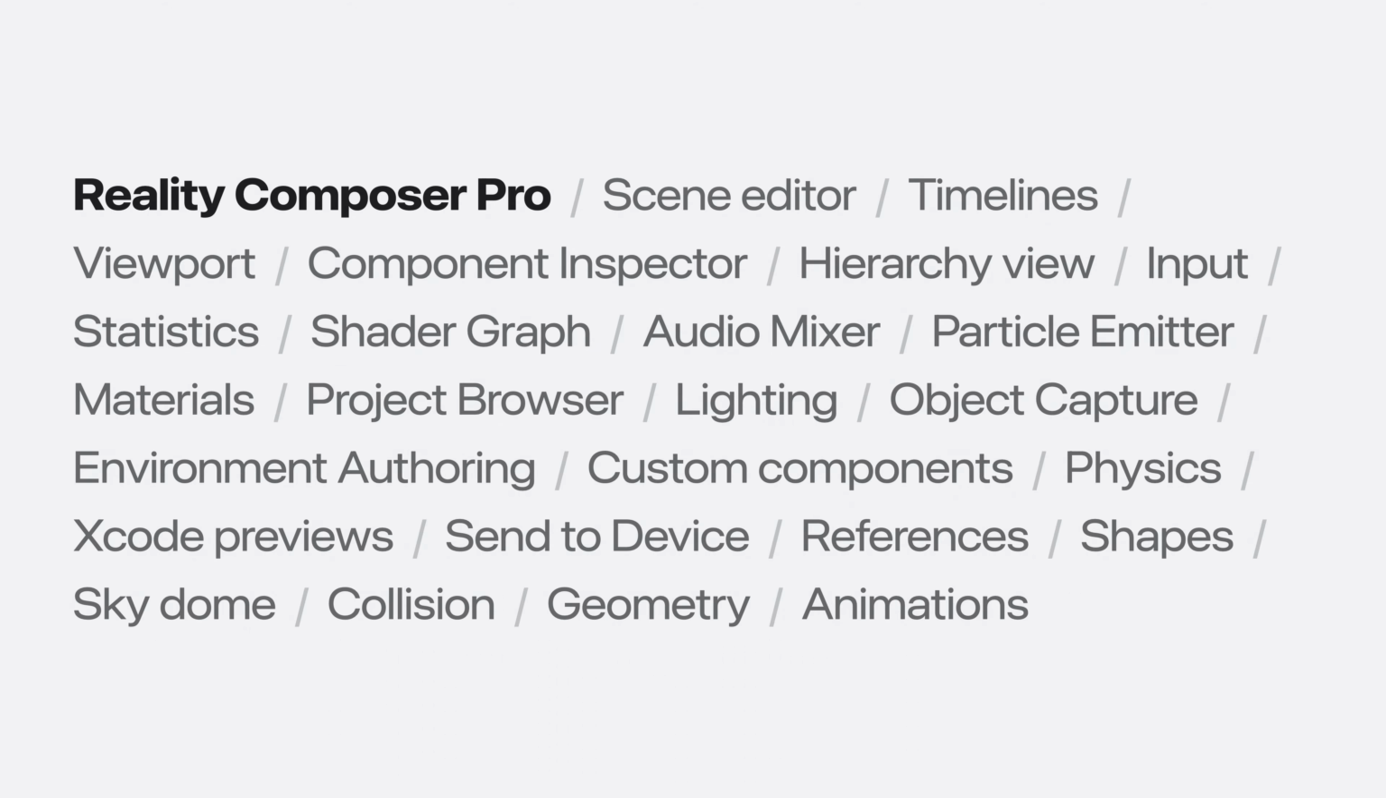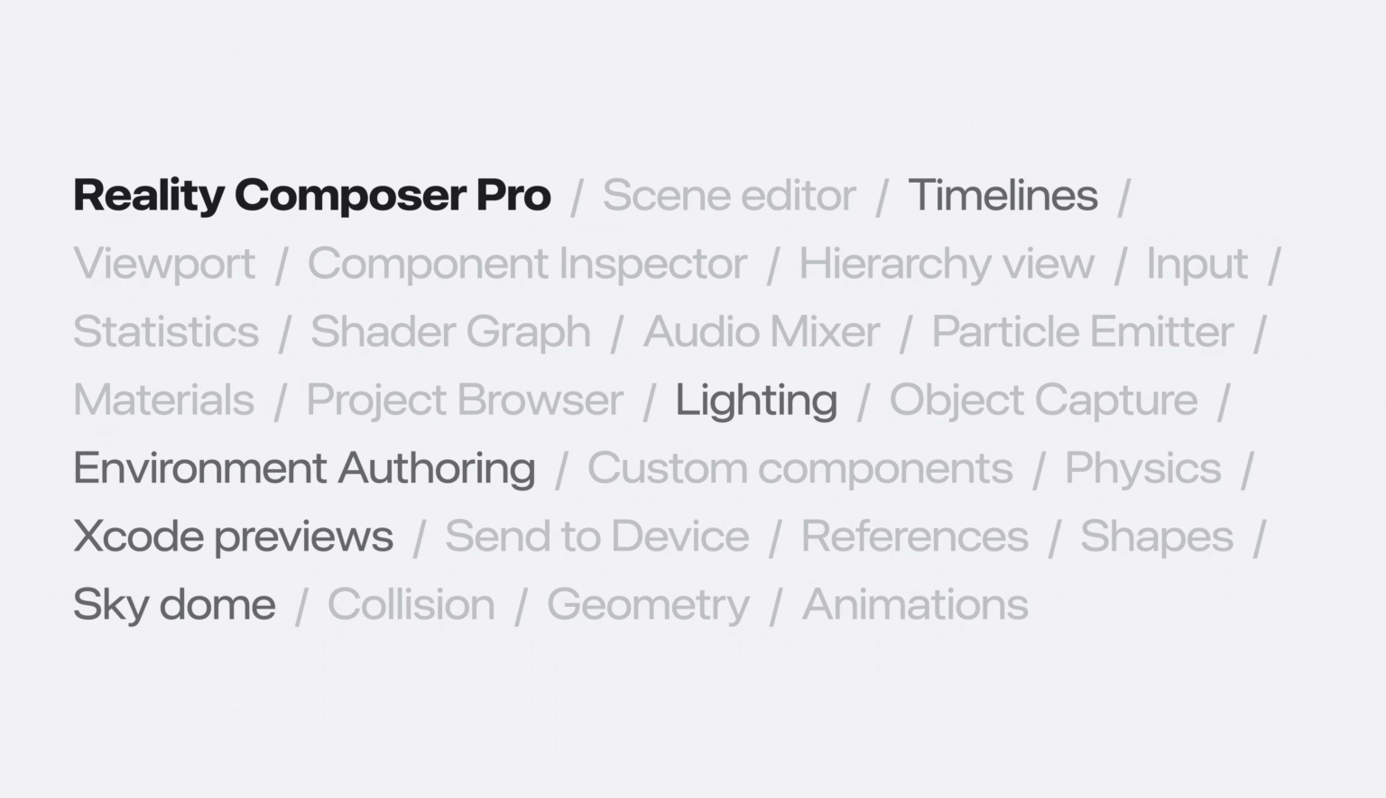Reality Composer Pro lets you visually design, edit, and preview RealityKit content. You can compose scenes, configure components, create complex materials, add audio, and much more, all in one place. This year, we've added new features to help you create animations using the timeline editor, add lights, and help you with environment authoring. In this session, we'll focus on the timeline editor. I'll show you how to build an interactive app using timelines and some new animation APIs in RealityKit.